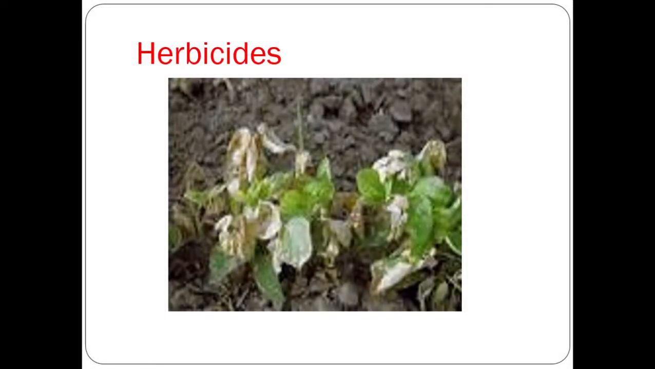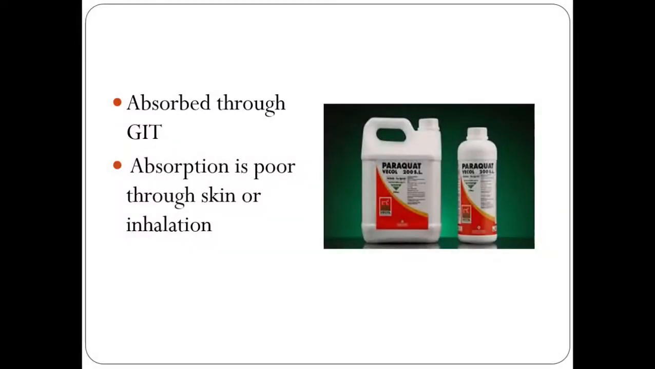Okay, so let us go to the herbicides. As I told you at the start of the lecture, herbicides are an important cause of poisoning in Malaysia. If you search the net, you will see a high incidence of poisoning in Malaysia. Paraquat is highly toxic. It is absorbed through the GIT, and fortunately, alhamdulillah, absorption through skin or inhalation is minimal. So if you are present on the farm during spraying of paraquat, it will not be absorbed by skin or inhalation. It only will be absorbed through the GIT.